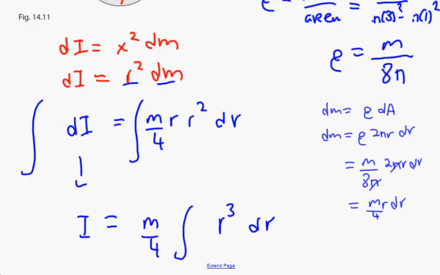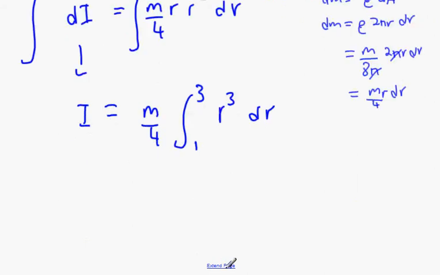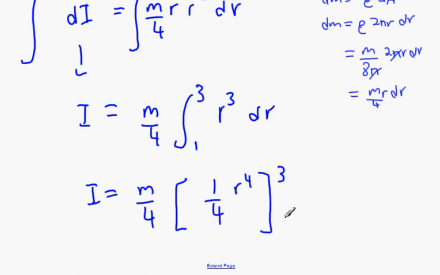Okay, 3 and 1. Okay, next we integrate. I equals m over 4. Okay, and then we're going to get 1/4 r to the power 4, 3 and 1. Okay, put this in red brackets there to separate it out.